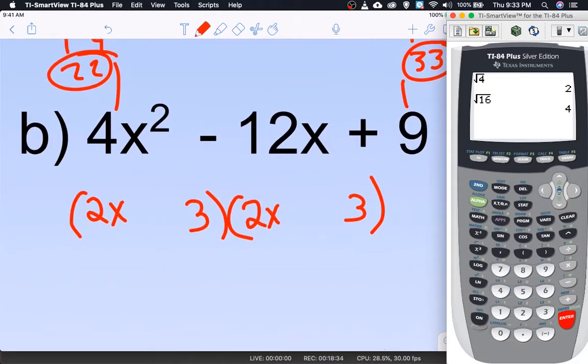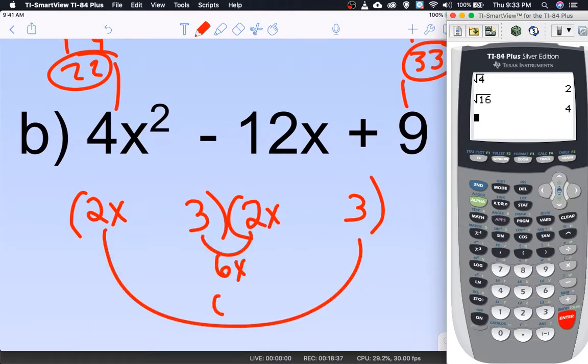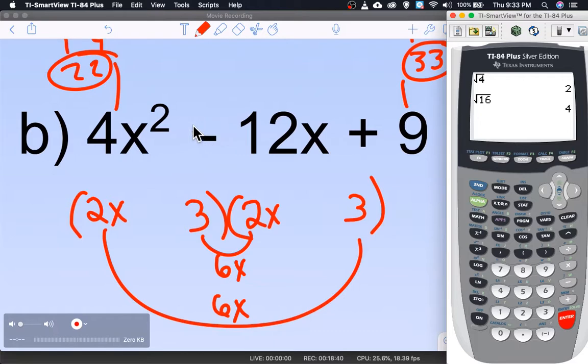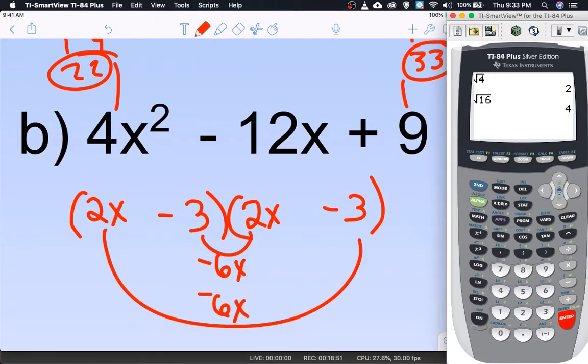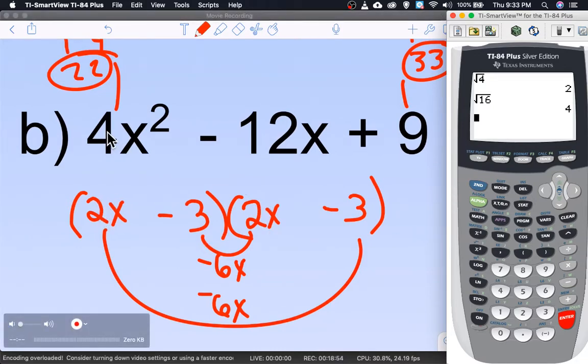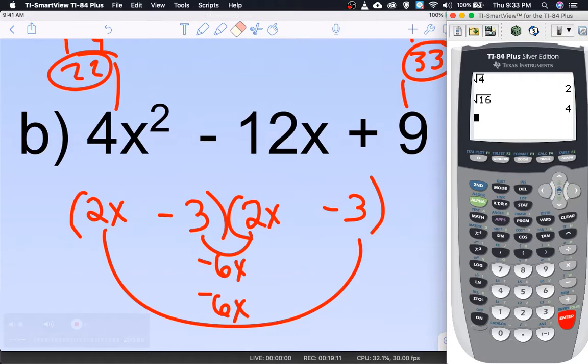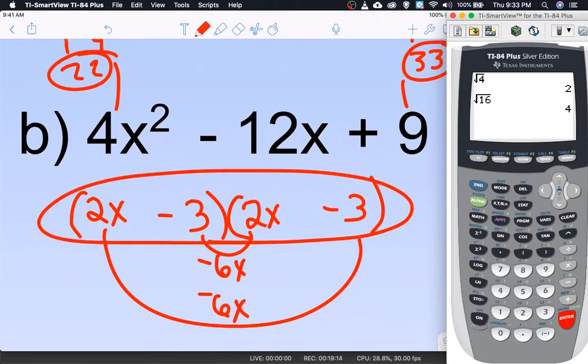Okay, let's see what happens. That's a 6x, that's a 6x. To make this become a negative 12, these would both need to be negative 6's, which means these would both be minus 3's. Now I'm just going to check to make sure everything works out. I think this is good. 2x times 2x is 4x squared. My middle terms, negative 6x, does give us negative 12x. My last term, negative 3 times negative 3 is positive 9. And we got it. That's our answer.